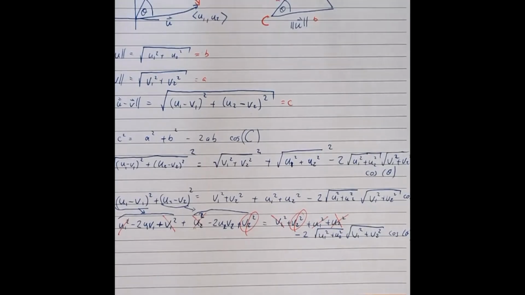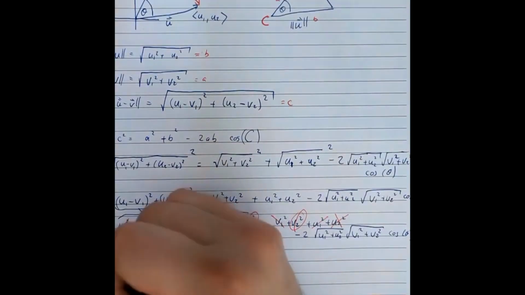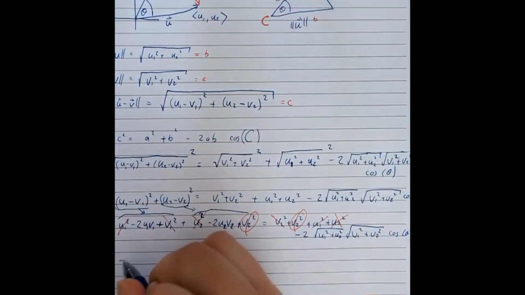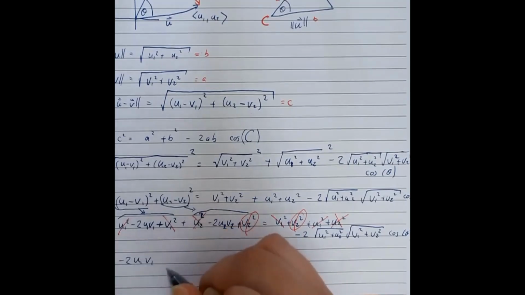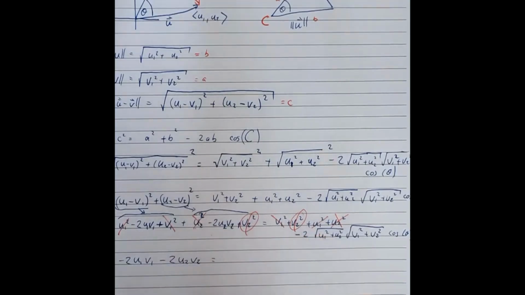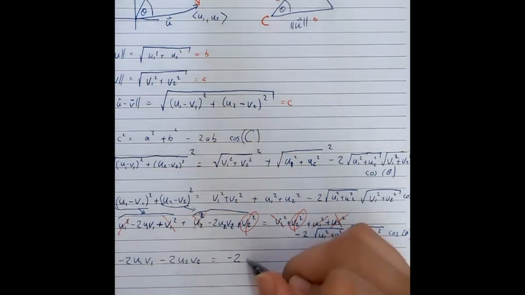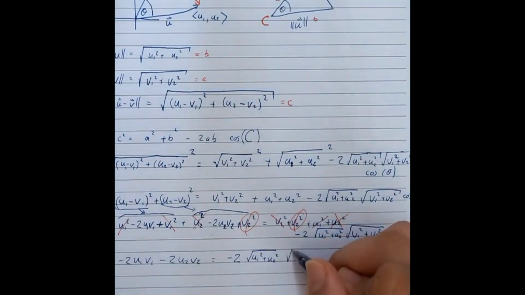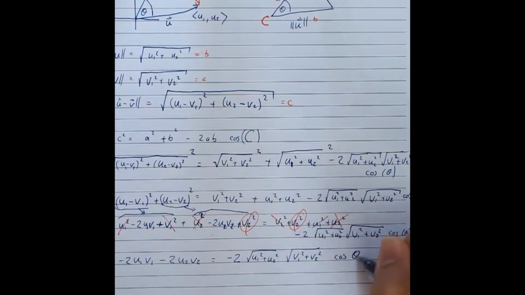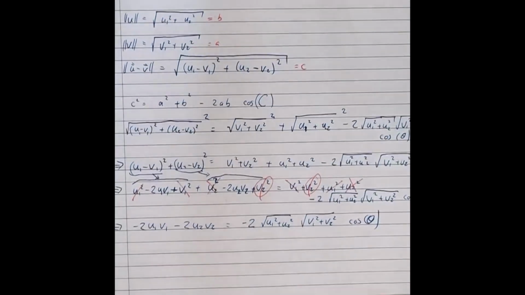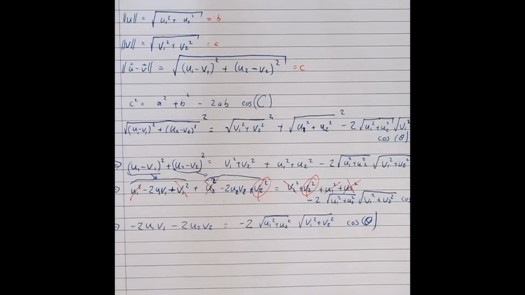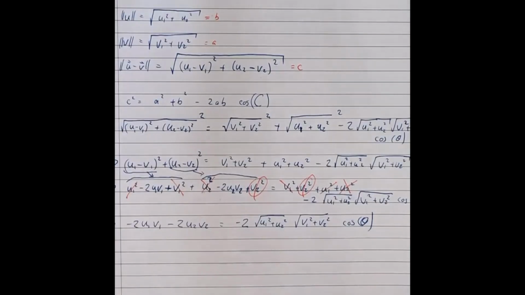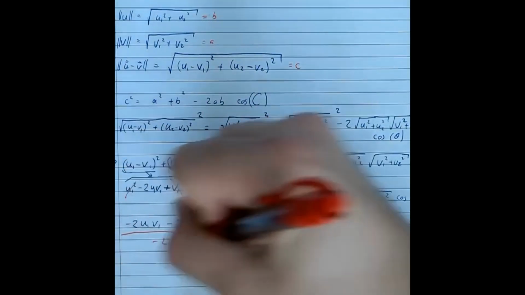So now we're left with a much, much, much smaller expression. This has now become, well, let's see what's left. Negative 2 u1 v1 minus 2 u2 v2 equals negative 2 times the square root of u1 squared plus u2 squared, times the square root of v1 squared plus v2 squared, times the cosine of the angle theta. Notice that I have a negative 2 that's common to both sides. Okay, so let me divide both sides by negative 2. Here, just divide by negative 2.